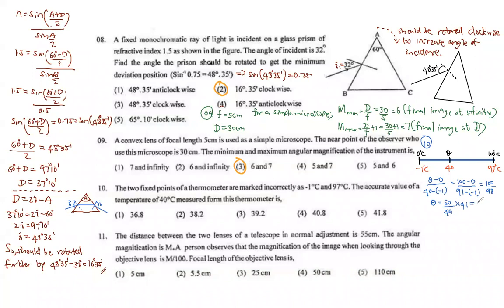I'm getting 2050 divided by 49, 40.8, something like that. 41.8. Oh wait, different answers. Why is that?